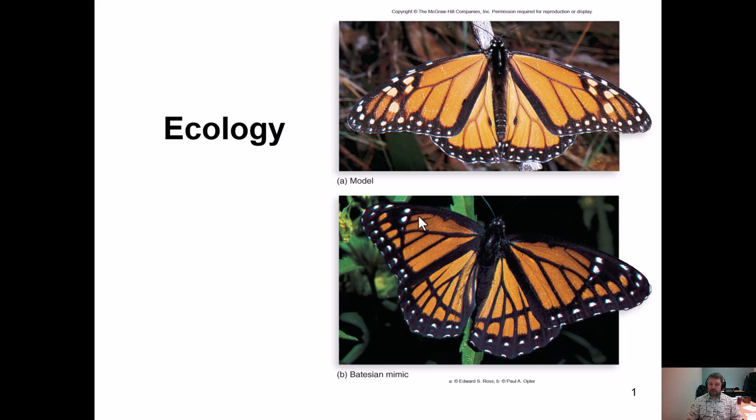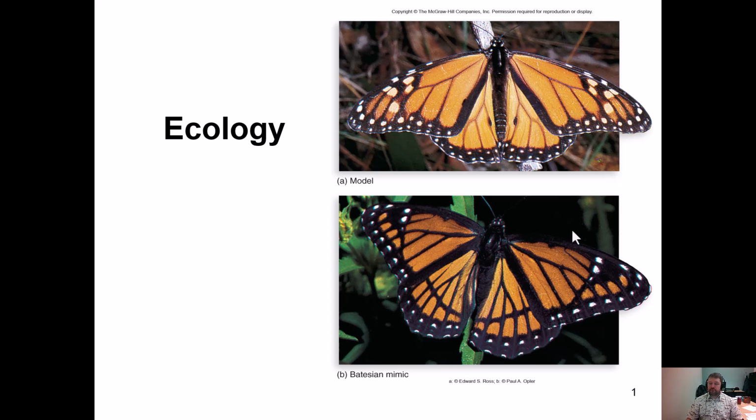Okay, so let's take this butterfly down here. It looks a lot like the monarch butterfly on purpose. Okay, this is called Batesian mimicry. This is the viceroy butterfly, and they look very, very similar to monarch butterflies. They've evolved for thousands, probably millions of years, to mimic the same or a similar pattern as monarch butterflies. And the question is, why?